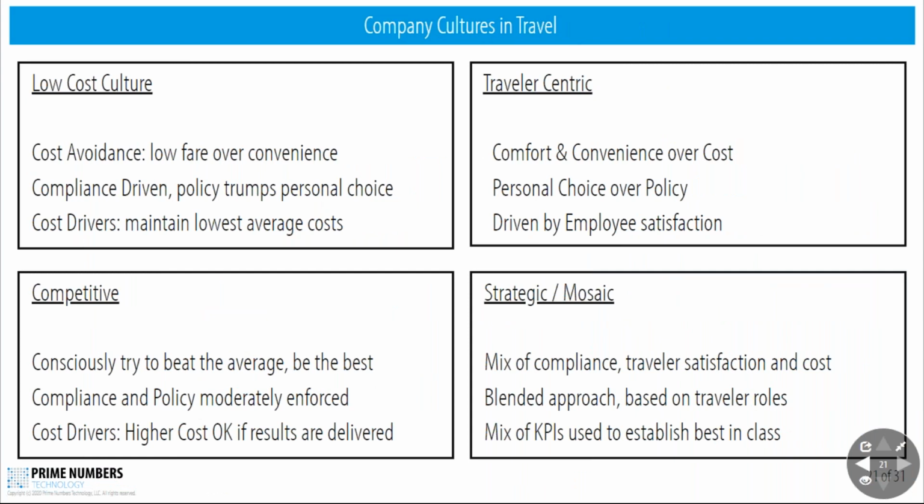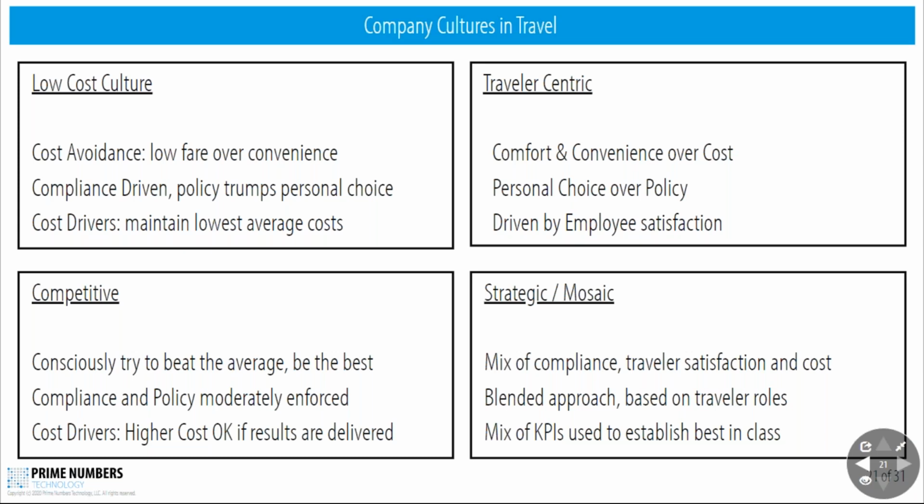So Ash and I had a conversation about this, and we came up with some core company cultures in travel. So there's a low-cost culture where cost avoidance is key. Low fare is favored over convenience, which is compliance-driven, where policy trumps personal choice. And the cost driver there is to maintain the lowest average cost. There's a traveler-centric approach, right, where comfort and convenience matter over cost, where personal choice is favored over policy, and everything is driven by employee satisfaction.